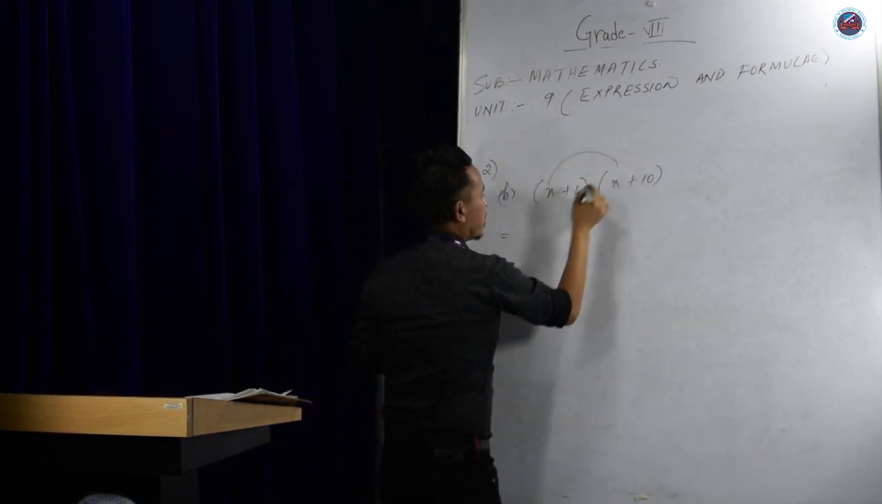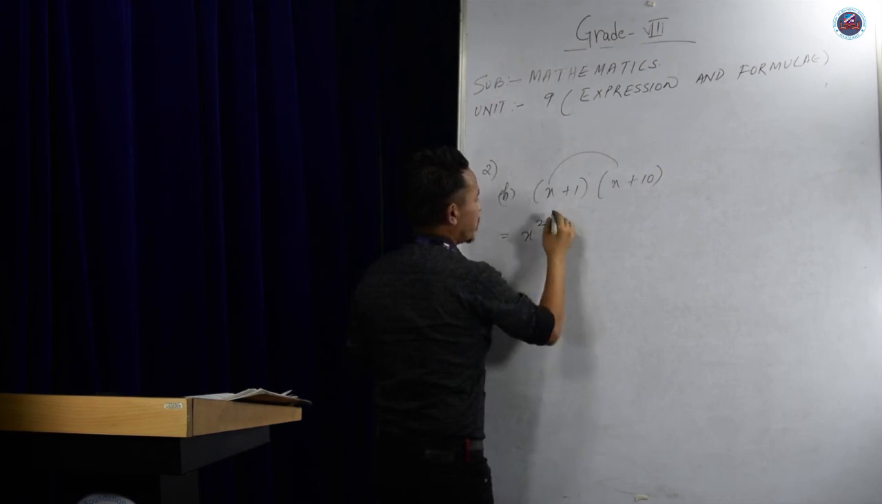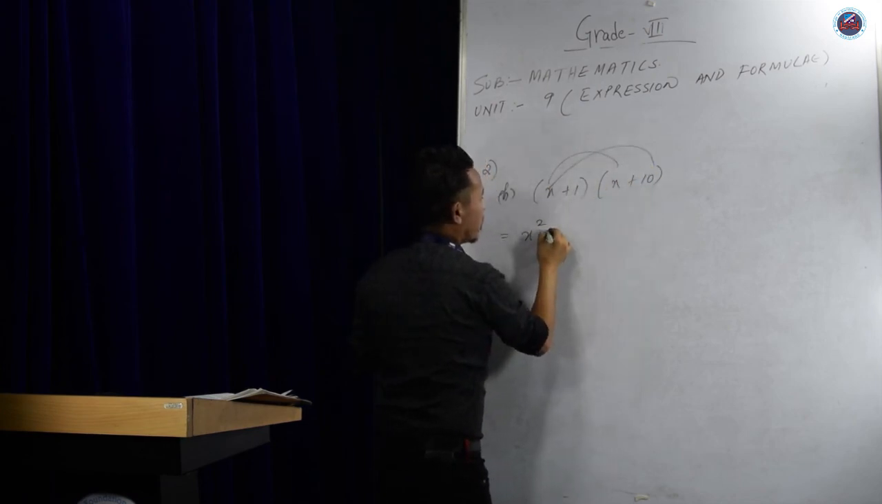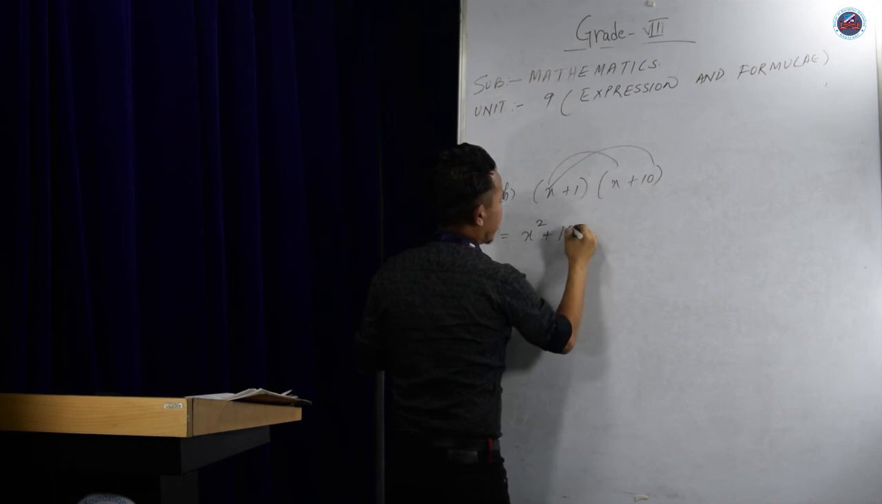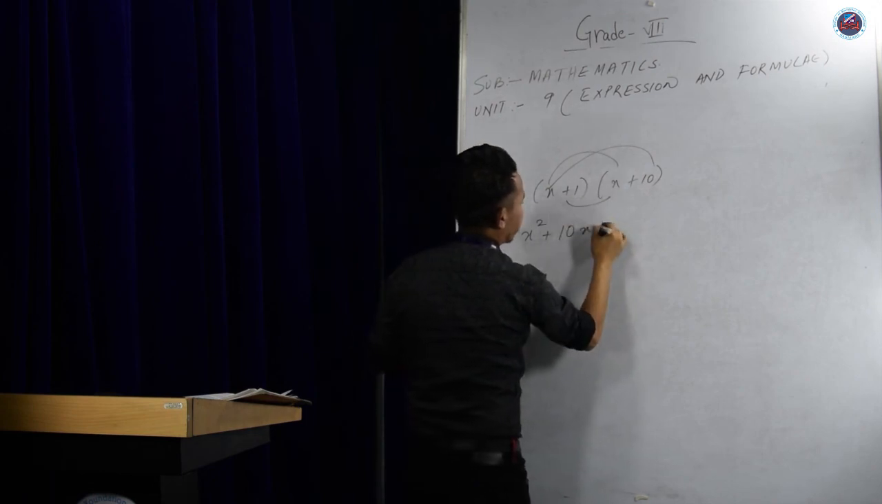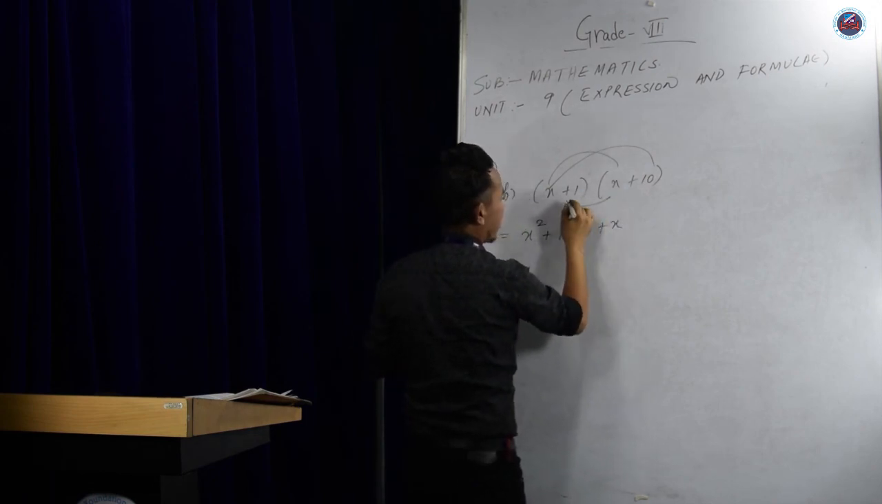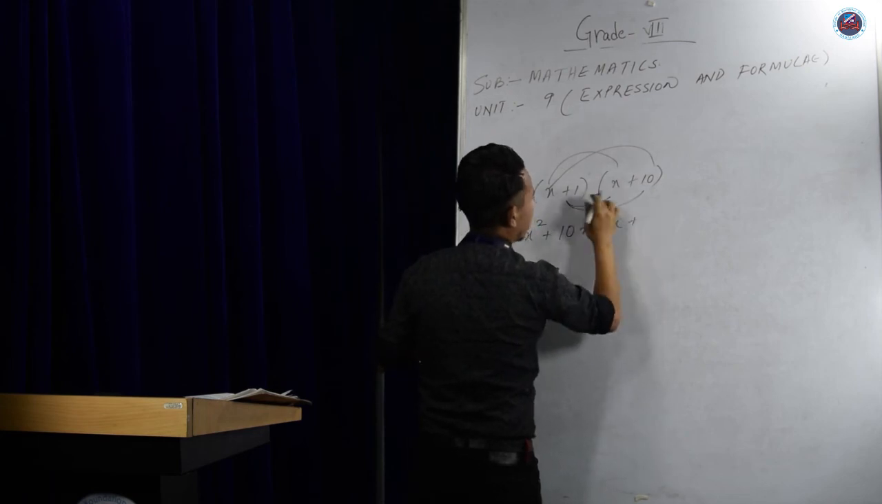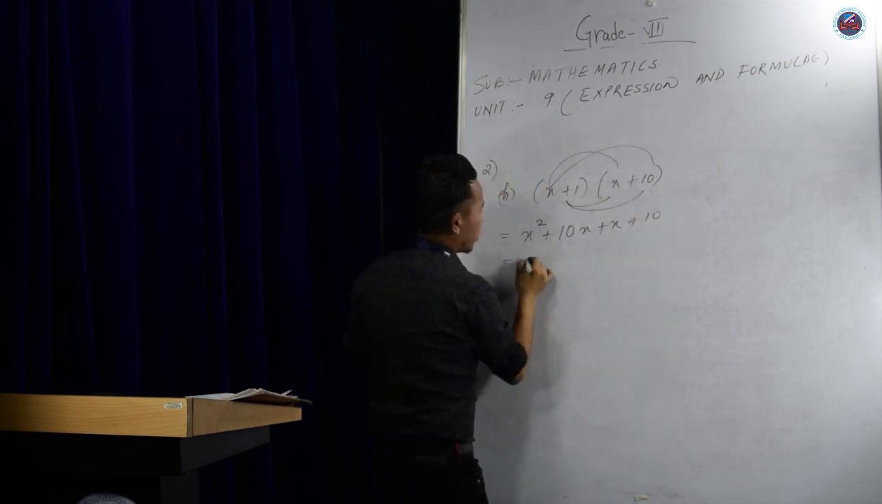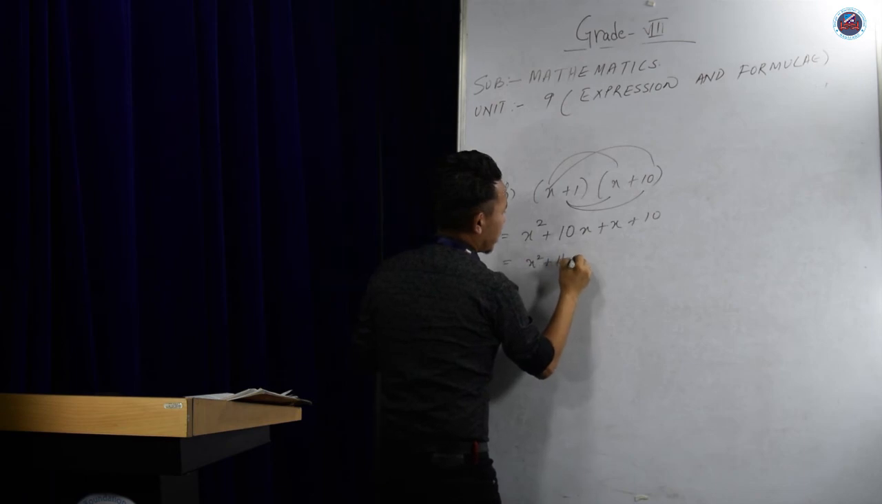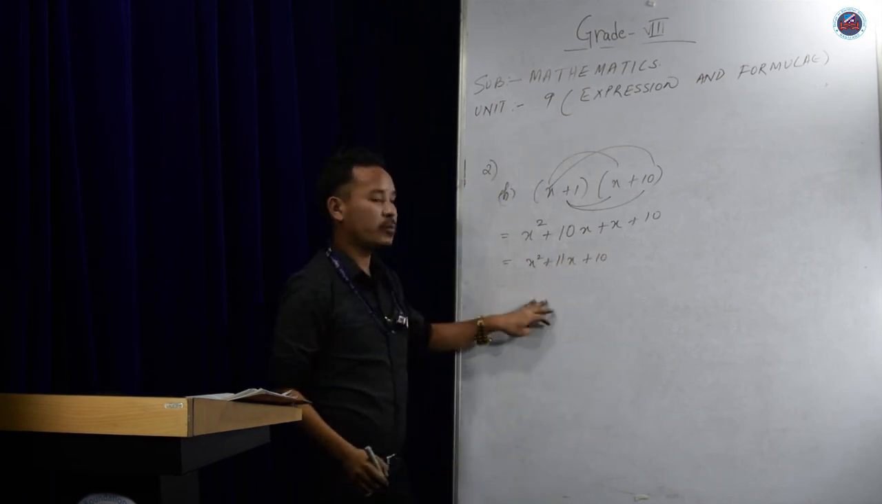I can multiply x into x gives us x squared. Again, x into 10 gives us 10x. Plus 1 into x gives us x. Plus 1 into 10 gives us 10. That gives us x squared plus 11x plus 10. This is one way to do it.